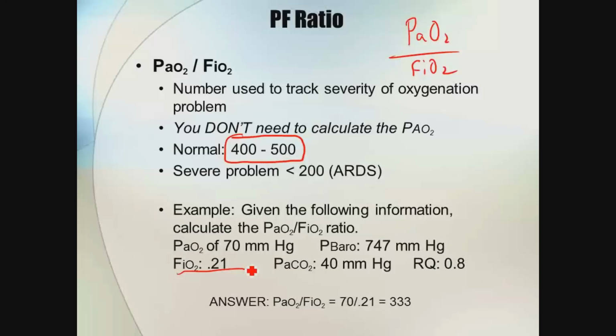Yeah, but if I have a patient, well, let's go back to that example I used earlier. My PaO2 was 90 on an FiO2 of 90%. My ratio is 100. Normal is 400 to 500. Very bad.